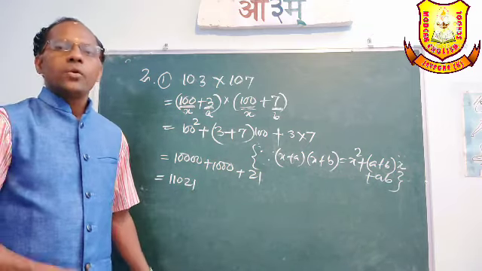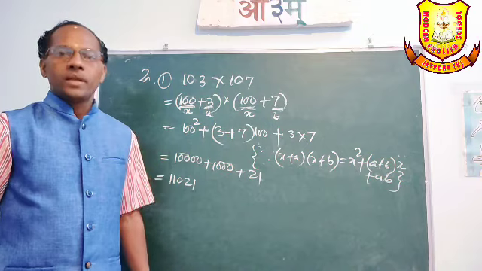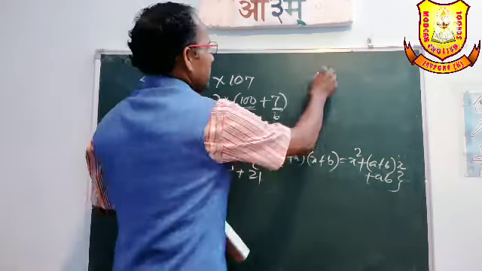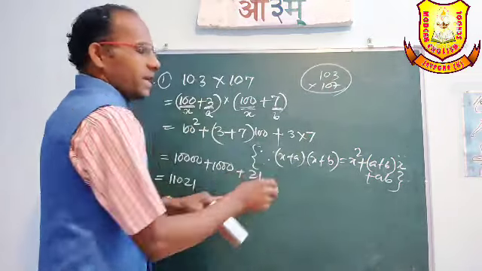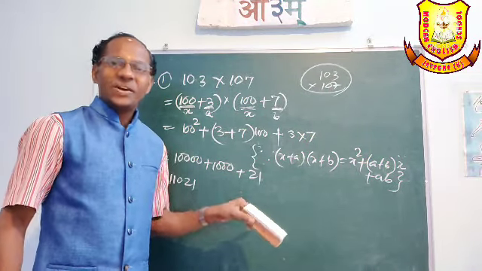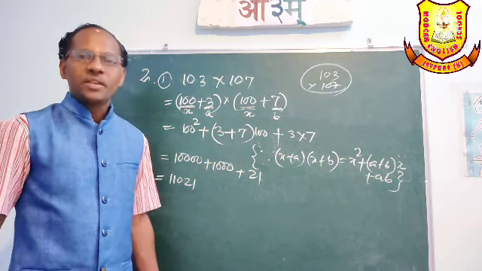This is the answer without multiplying. Actually, without multiplying 103 into 107. Here we are multiplying 3 and 7, which is 21. Okay, we have to multiply that. Okay, understood?